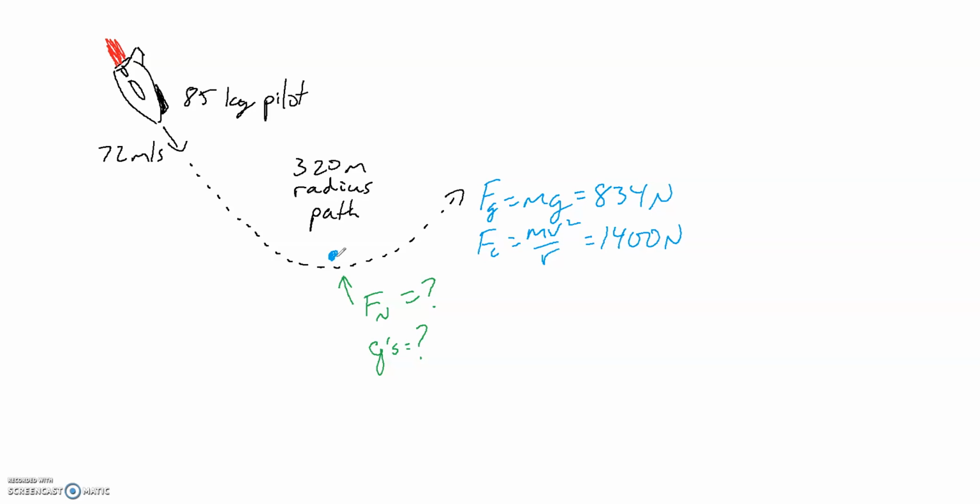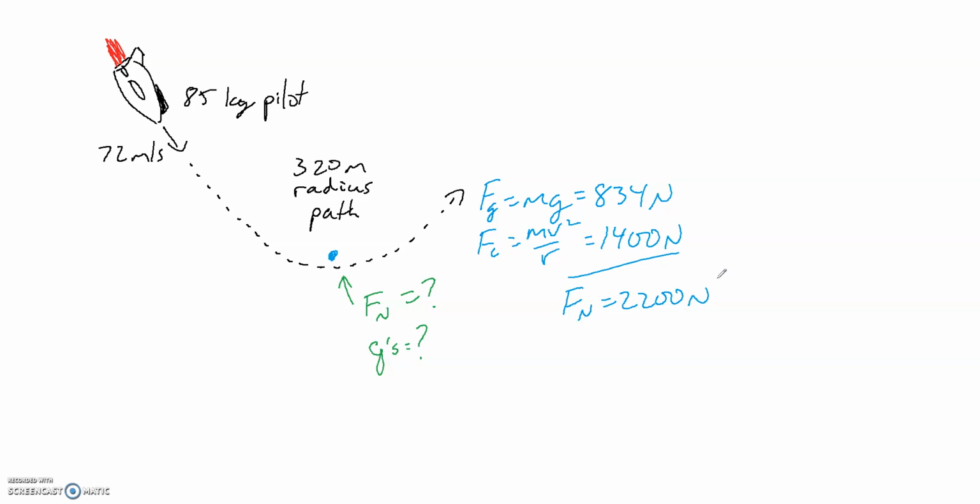So we are going to take those two forces and add them together, and you get a total Fn of around 2200 newtons. About 834 of that was for gravity, and about 1400 of that was to balance off Fc. So you put those together, you get an Fn around 2200 newtons acting on his body.